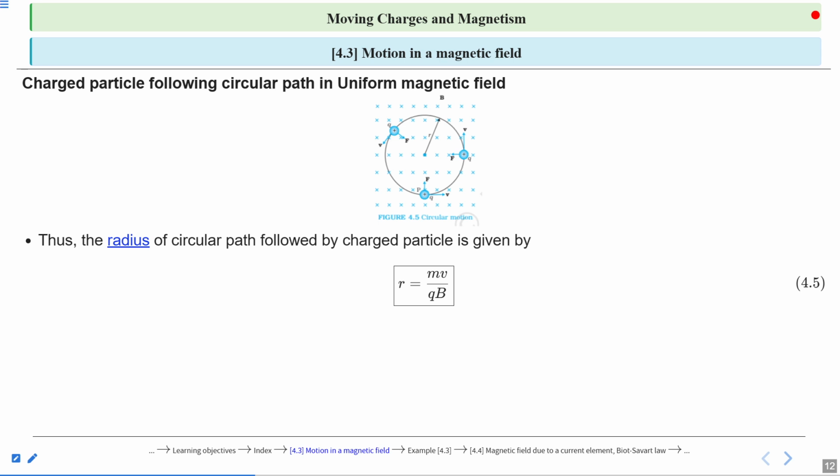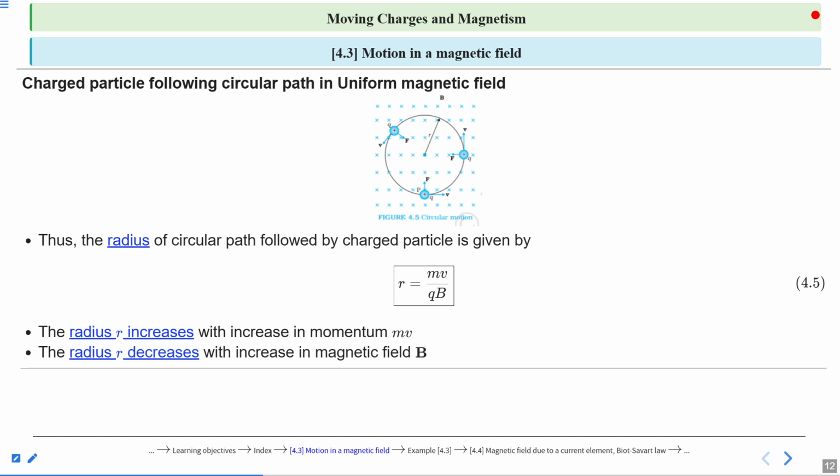Now you can see the radius depends upon the mass of the particle, velocity of the particle, charge of the particle, and magnetic field. The radius r increases with an increase in momentum mv, the linear momentum, because radius is directly proportional to linear momentum. The radius r decreases with an increase in the magnetic field. If we increase the magnetic field in that region, the radius will decrease, because radius is inversely proportional to the magnetic field.